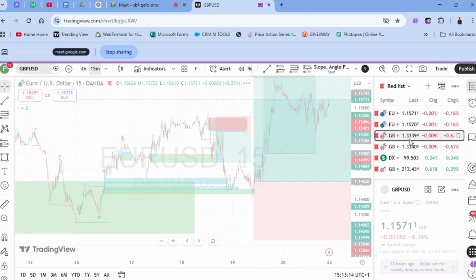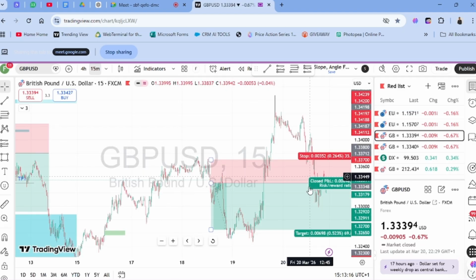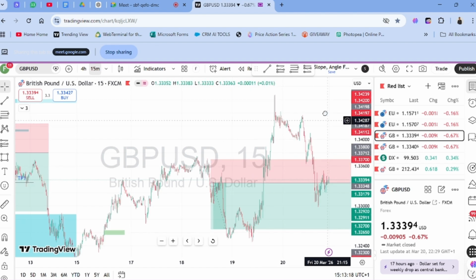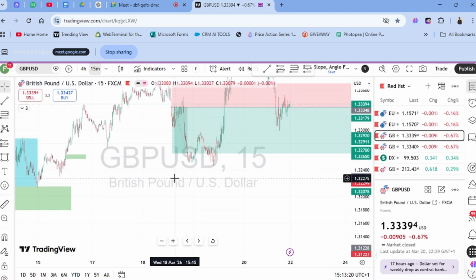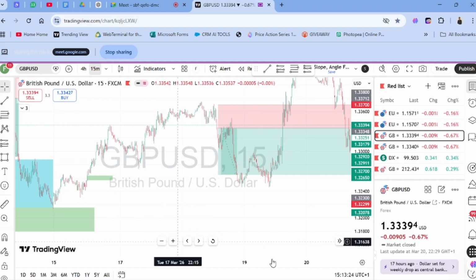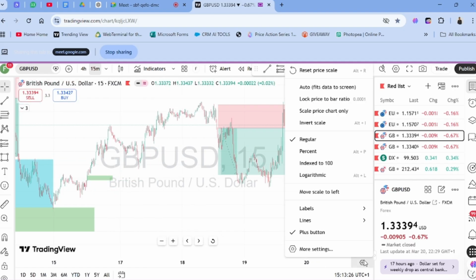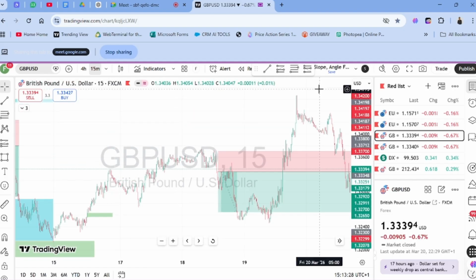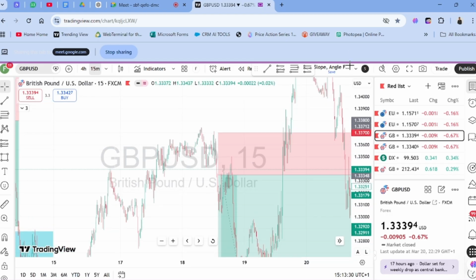GBP USD. The sell trade I sent to the community. This was it. This was a sell trade. That same principle that I'm treating you here, the price action here, they are both alike. All right. On the 15 minutes time frame, this was the trade. Let me show you clearly.